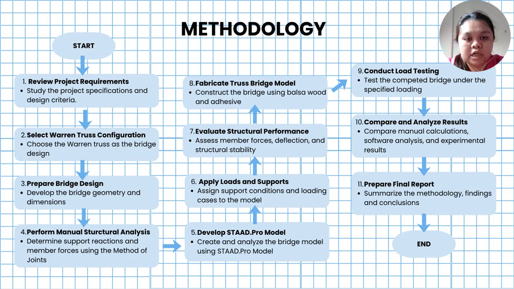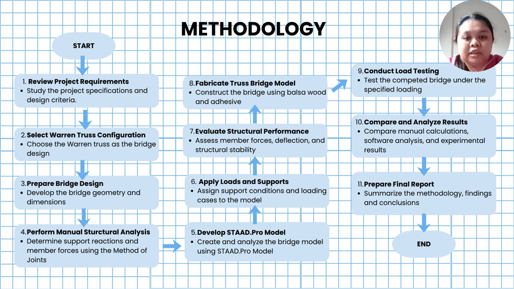This flowchart shows the overall methodology used to design, analyze, fabricate, and test the Warren Truss bridge model. The process consists of 11 main steps. Step 1 is reviewing the project requirements. First, we review the project requirements, including the design specification, loading conditions, material limitations, and assessment criteria. This ensures that our bridge design meets all the project objectives.